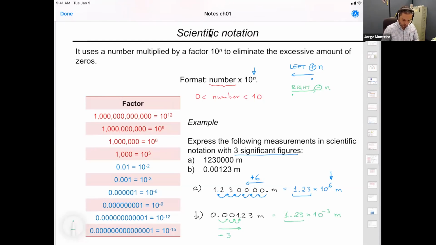Okay, so when you have scientific notation and you want to count the number of sig figs, the 10 to the n power is not going to be taken into account. Okay, so you look only at the number here to count the number of sig figs.